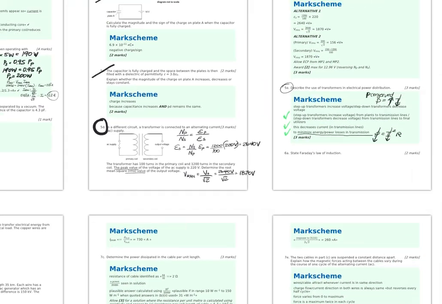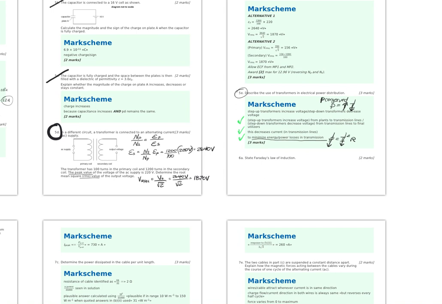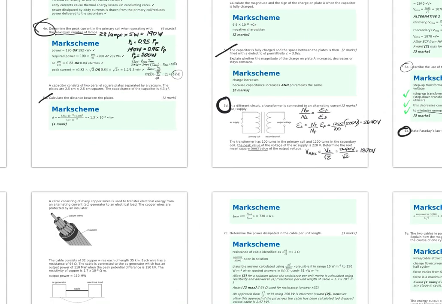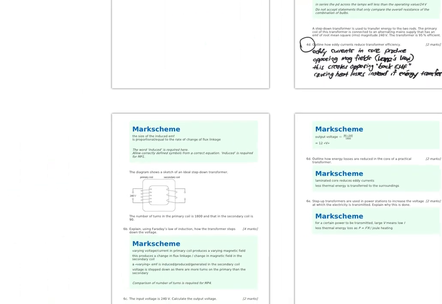Again, the mark scheme here. Oh, I don't want green. And the mark scheme does a good job here.